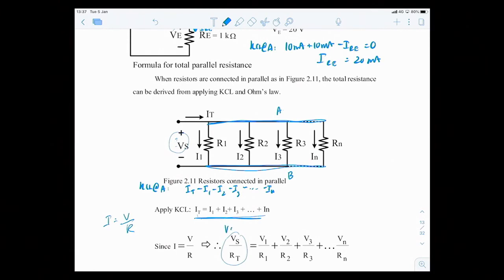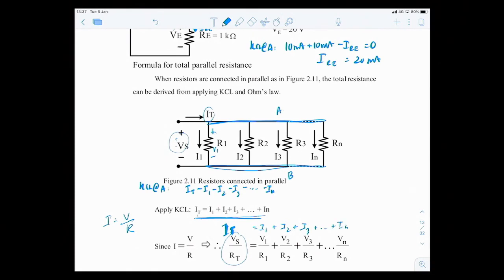So this is your Is, sorry, I total. I put down I total. Now I1, of course, would be the voltage drop across R1, which is V1 over R1. So this is I1, right? This is I2. This is I3. IN.